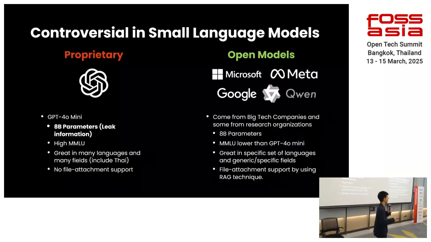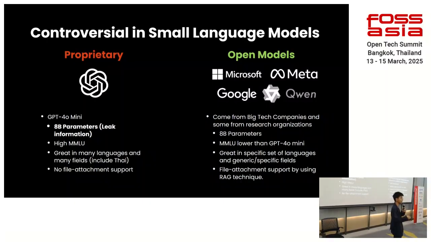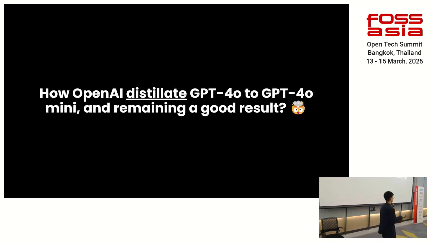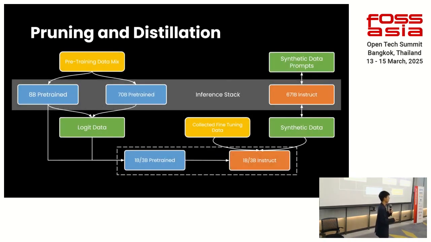So when you compare proprietary and open models in training knowledge, you can see that ChatGPT or GPT-4 have good knowledge to give you, and some open models also give good quality knowledge. But I want to ask myself and many others how OpenAI distills GPT-4 or GPT-4o while remaining with good results. The solution is called pruning and distillation from big models, starting from the pre-trained data mix, using the inference stack and producing logit data. Since they used the first pre-trained model, we get models with 1 billion and 3 billion parameters.